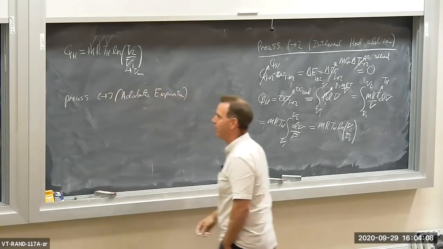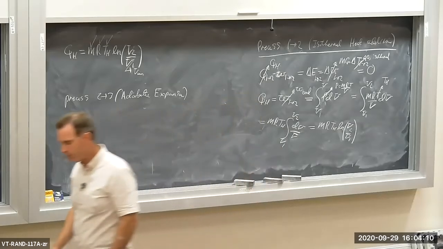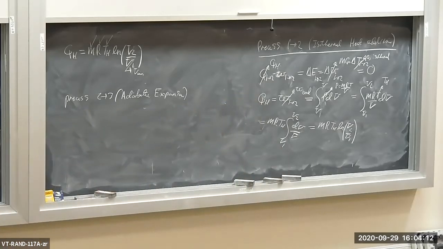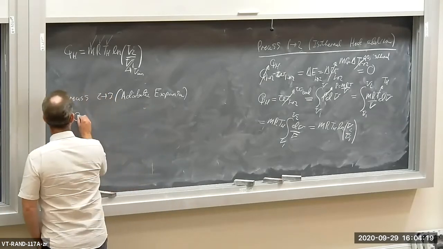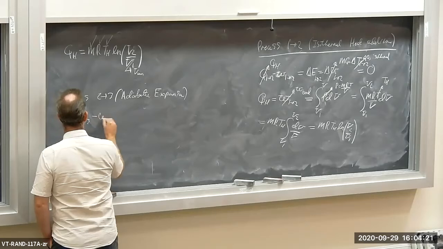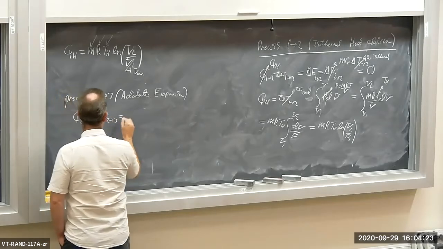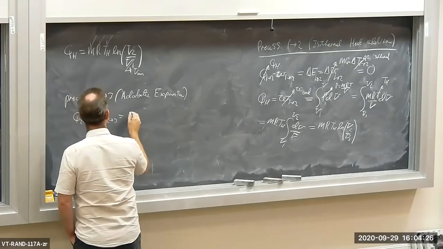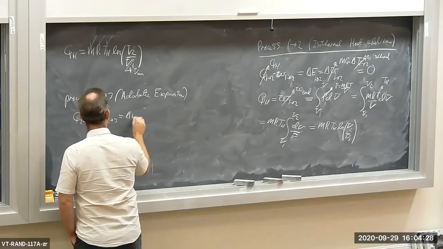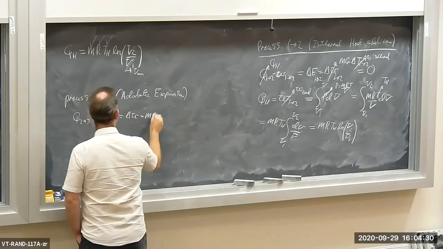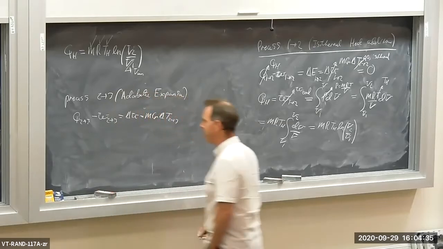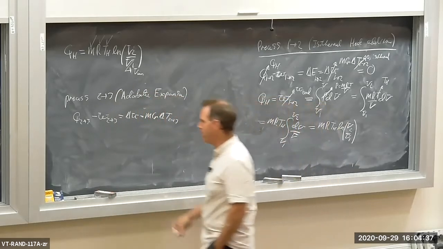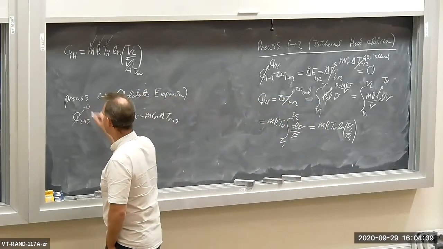That's adiabatic expansion. That's process 2 to 3. Well, let's write the energy balance down. Q 2 to 3 minus W 2 to 3 is equal to delta U, which is equal to mCV delta T from 2 to 3. Okay? Now, it's an adiabatic process, so this goes to 0.